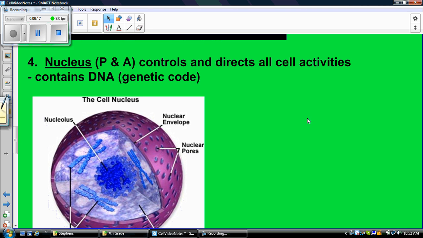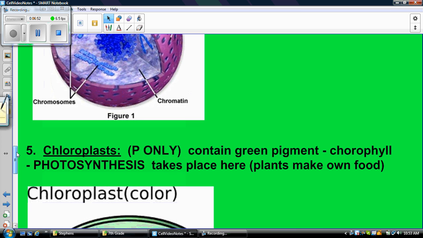Okay, so the nucleus controls and directs all cell activities. The reason why it does that is that it contains our DNA. That's our genetic code. That's what makes you different from somebody else. So this would be that purple part of the cell, the nucleus. Inside the nucleus, what you're going to see, this is called the nucleolus. This is where all your DNA is contained before it starts to reproduce. And so yeah, that's the nucleus. It's going to contain our genetic materials. And it's also going to tell us what to do. It's going to tell the cell what to do.